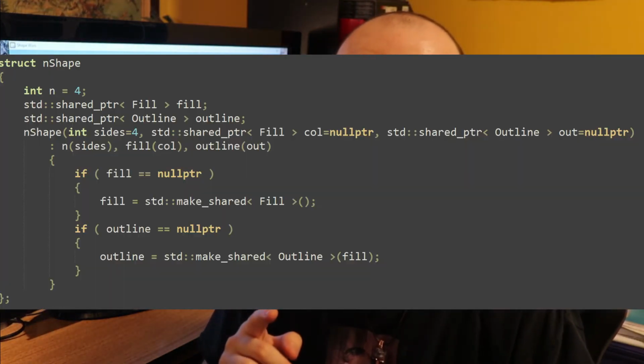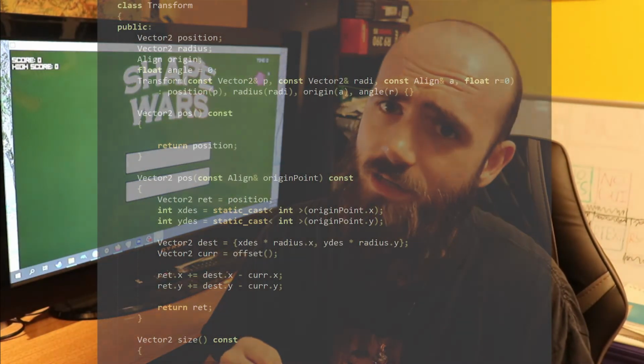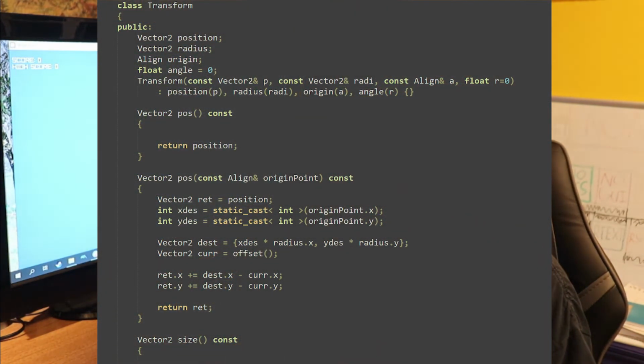So that's it. That's how we draw shapes in the No GUI framework. First we define a shape, and then we call the draw shape function. I should also mention that I created a transform class to help keep track of a shape's position, scale, origin point, angle, all that stuff.